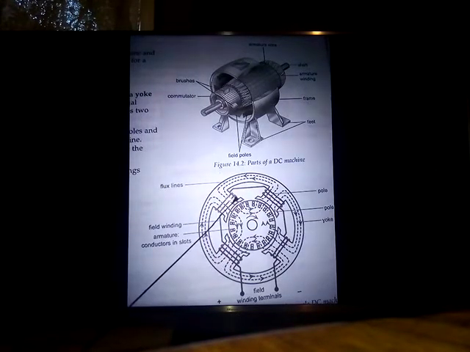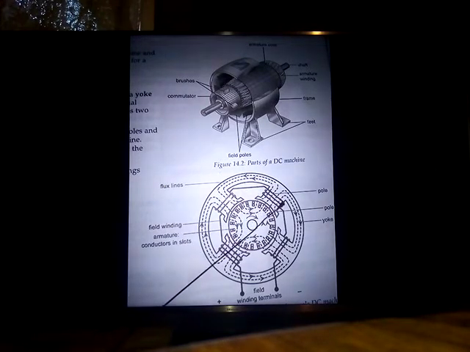So now the purpose of the poles is to support the windings, and these windings are called field coils. They support the field coils, and at the same time the shoes are used to hold these wires firmly so that these windings don't fall down. The purpose of the pole shoes is to hold the field windings in position.